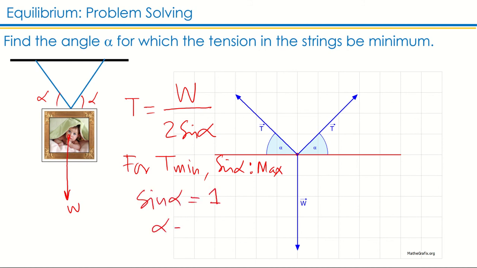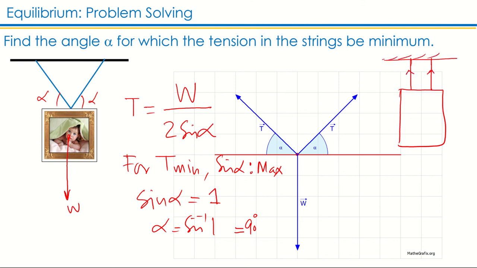That means alpha is sine inverse of 1, that is 90 degrees. So alpha needs to be 90 degrees. It means if you have a picture and make the strings in this way that they make an angle of 90 degrees, then the tension is minimum.